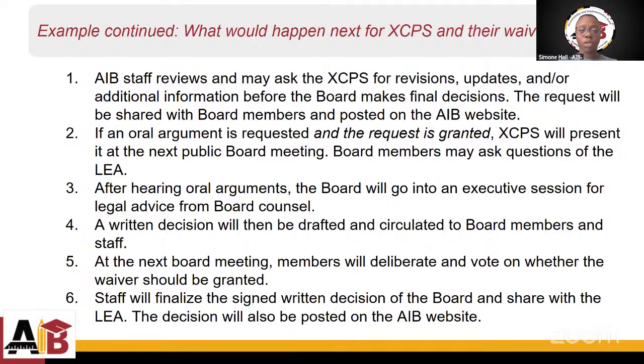If an oral argument is requested and the request is granted, XCPS will present it at the next board meeting. And at that time, board members may ask questions of the LEA. Once the board has heard oral arguments, it will go into an executive session to hear legal advice from board counsel. From there, a written decision will then be drafted and circulated to board members and staff. At the next meeting, members will deliberate and vote on whether the waiver should be granted.